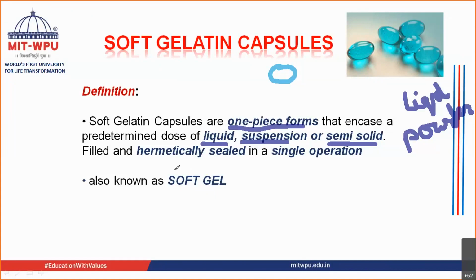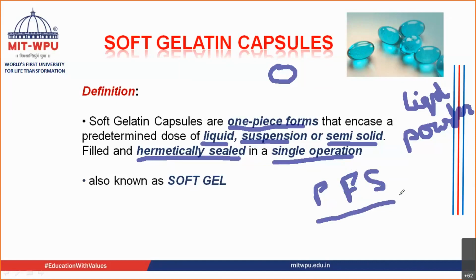Okay. Next another important thing is this soft gelatin capsule is filled and hermetically sealed. Hermetically means with the help of heat. So it is filled and heated. It is filled and sealed in a single operation. So you prepare the capsule, you fill the capsule, and you seal the capsule. Preparation, filling and sealing of the capsule is just one process.